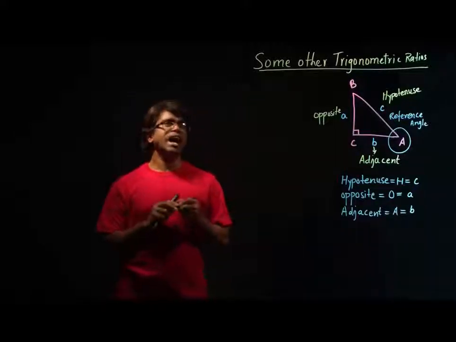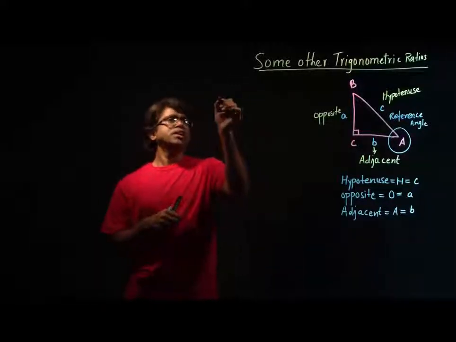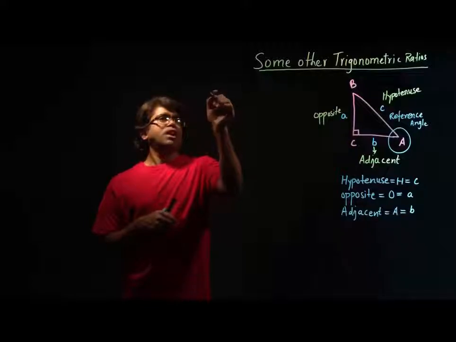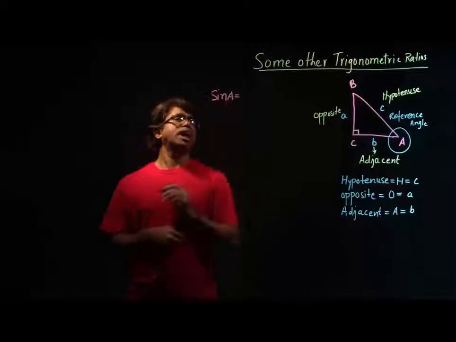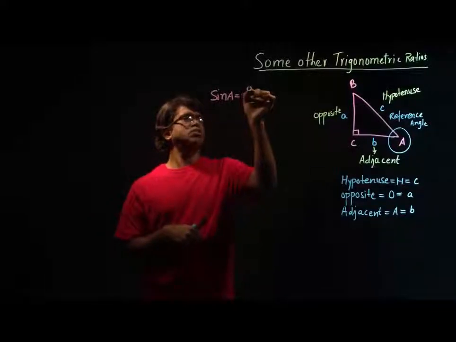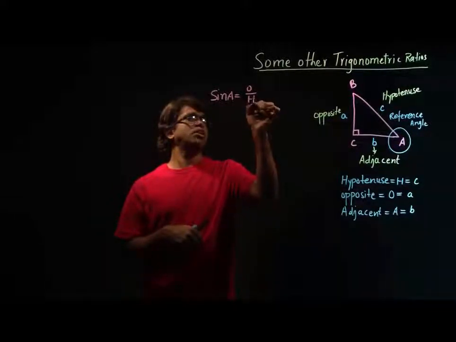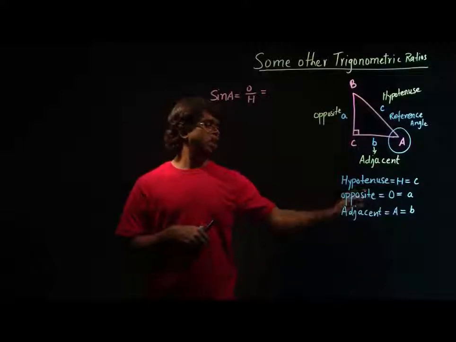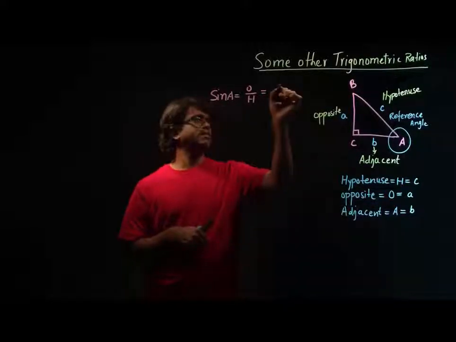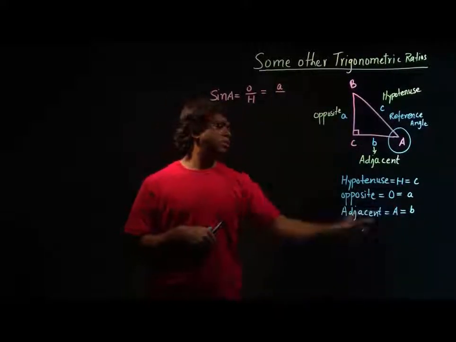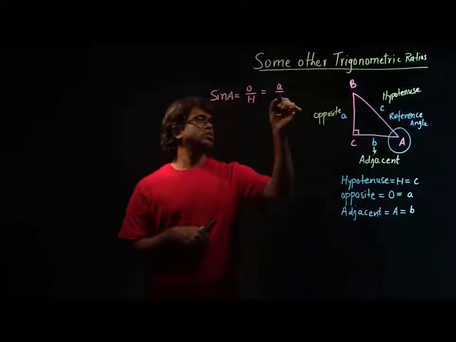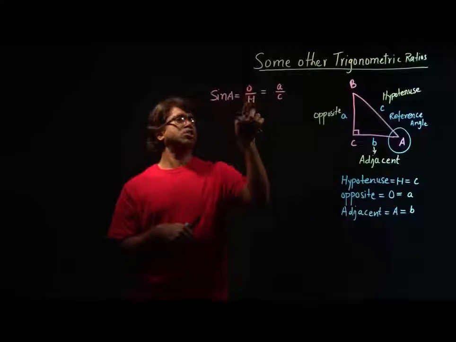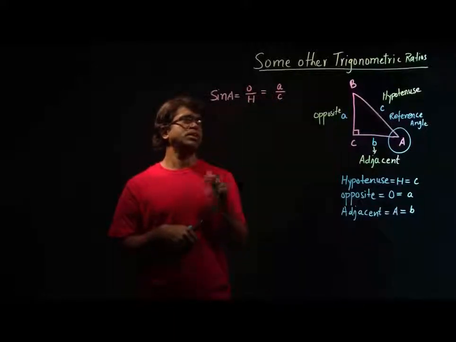So what we did in the last video, we figured out sine of A, and if you remember, sine A is opposite over hypotenuse, and you can see my opposite is a over hypotenuse, which is H, and that is equal to c. So my sine is opposite over hypotenuse, which is a over c.